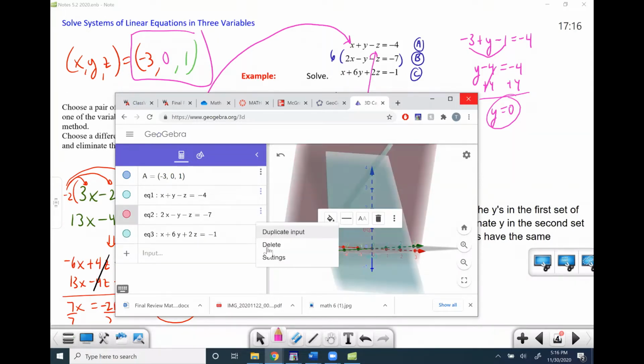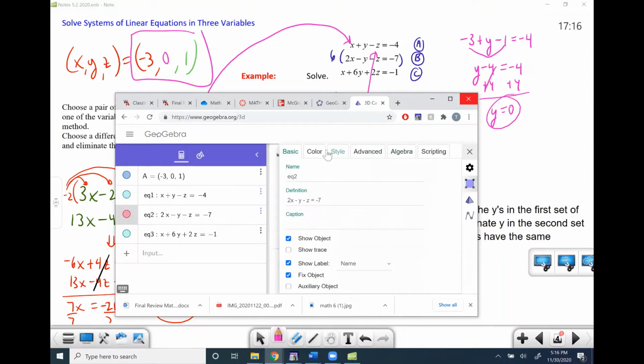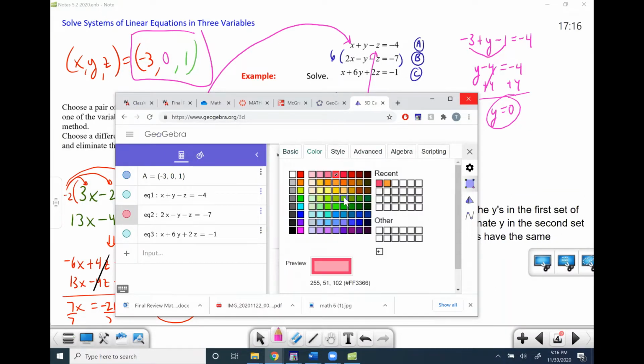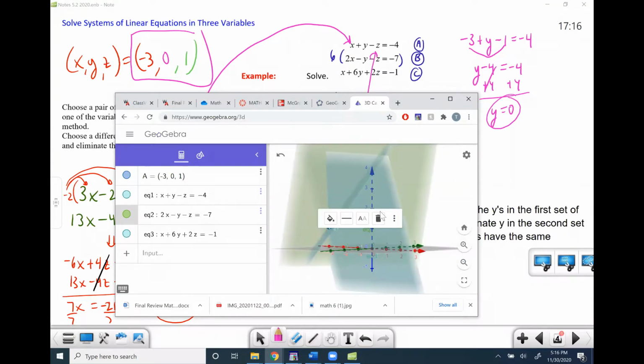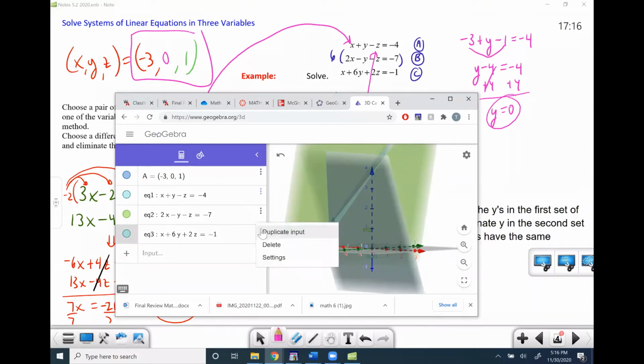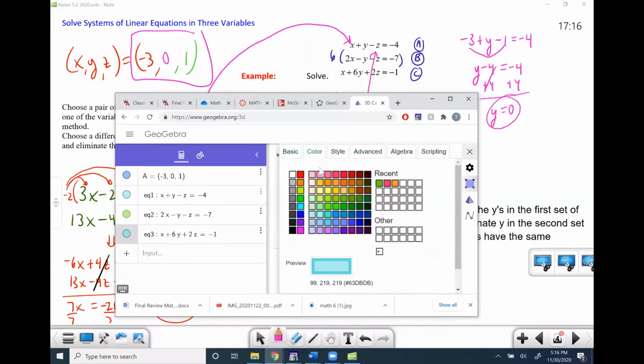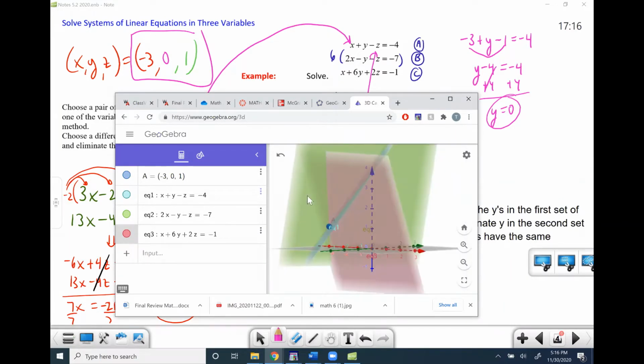Let's make that guy a different color too. So settings, I don't know, color. Let's go green, I guess. All right. Oh, it changed them both. What's with that? That's not what I wanted. Okay. All right.